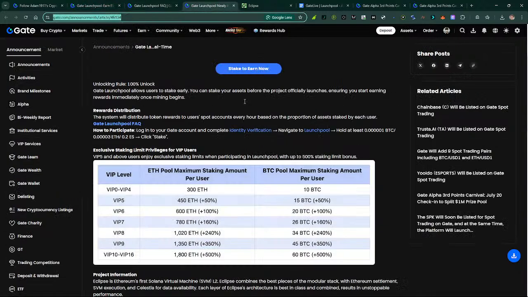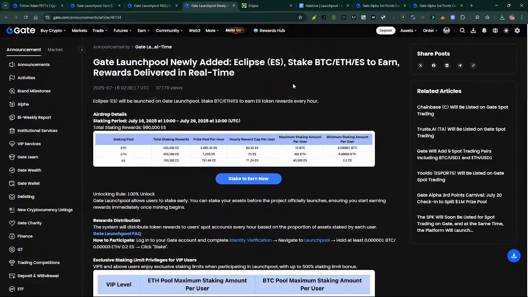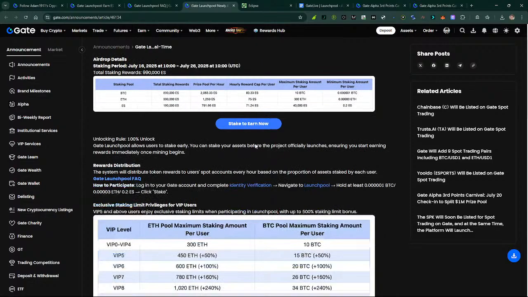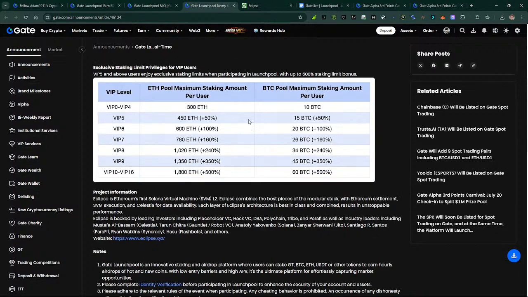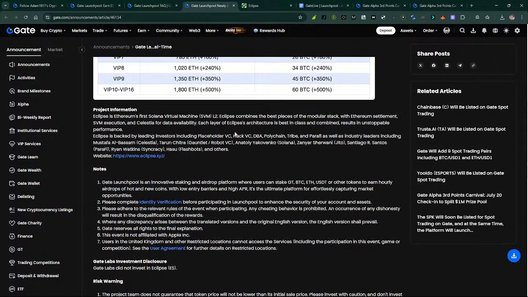So now let's take a good look at the official announcement. What is the announcement? Launchpool newly added Eclipse, stake Bitcoin, Ethereum, ES to earn rewards delivered in real time. So once again, a typical headline. And airdrop details: staking period is from July 16 to July 26. Remember that, and we already know all those details. Unlocking rule is 100% unlock. Remember that. Rewards distribution, got to know. VIP level details right here we got, and we have the website as well.